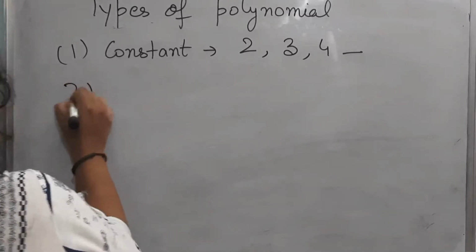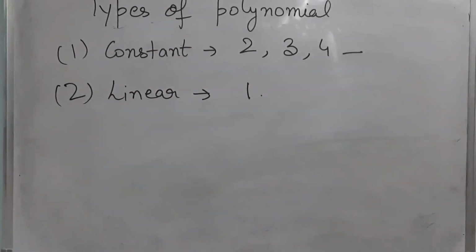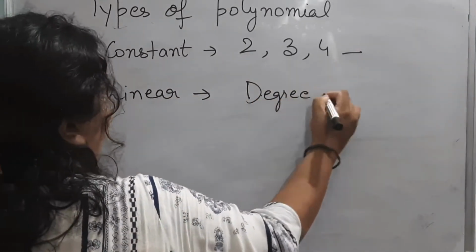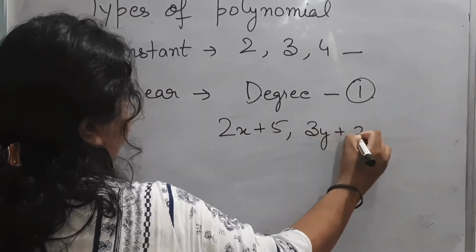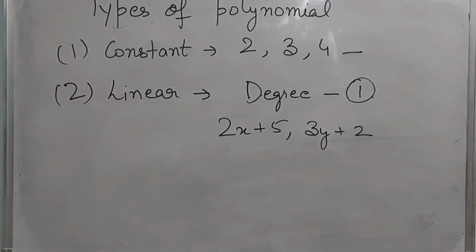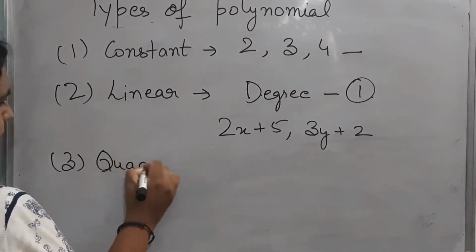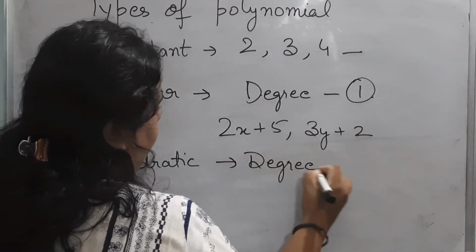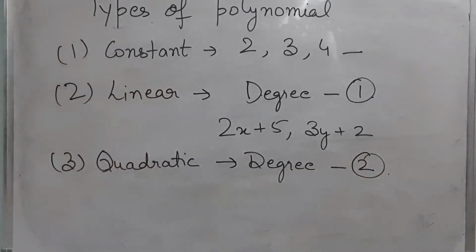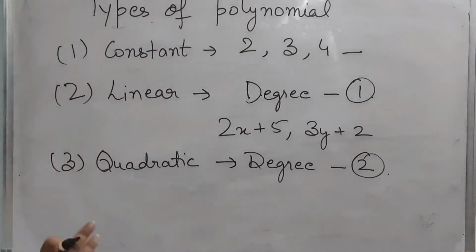Now, second, linear polynomial. The degree of the variable is 1, like 2x plus 5, 3y plus 2. Here the highest degree is 1, so this is your linear polynomial. Next, quadratic polynomial. Degree is 2. A quadratic polynomial is a polynomial whose highest degree is 2.